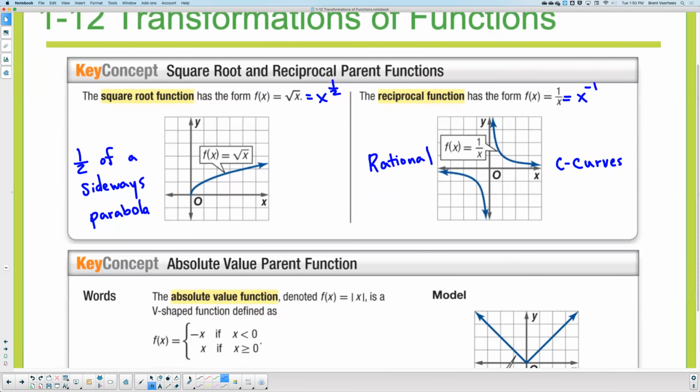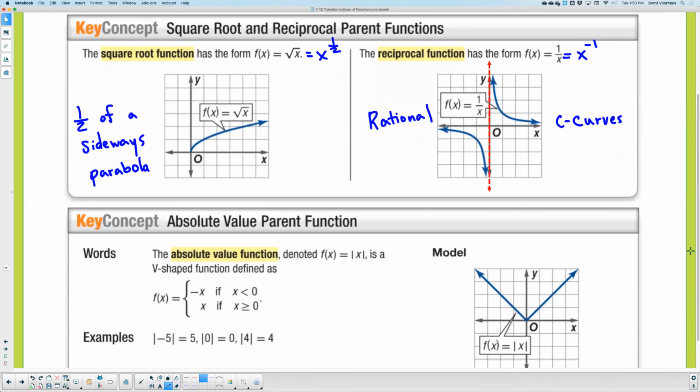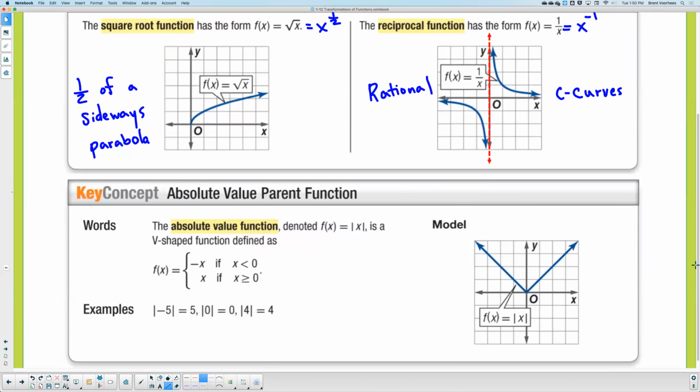A rational function almost always, not always, but almost always has asymptotes because you're not allowed to divide by 0. So wherever your denominator would equal 0, you would have an asymptote or a hole. Okay, moving on.